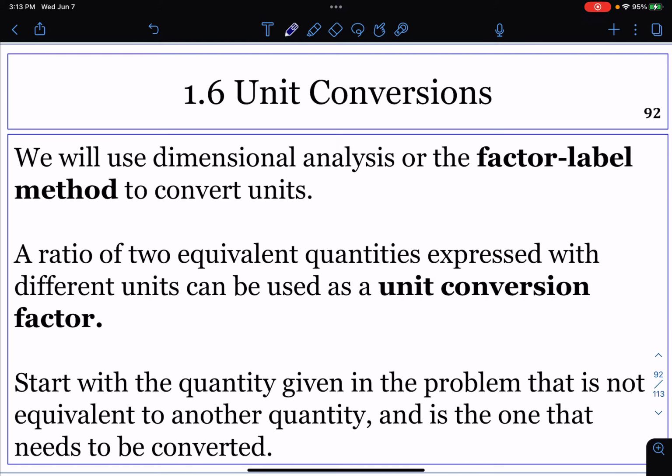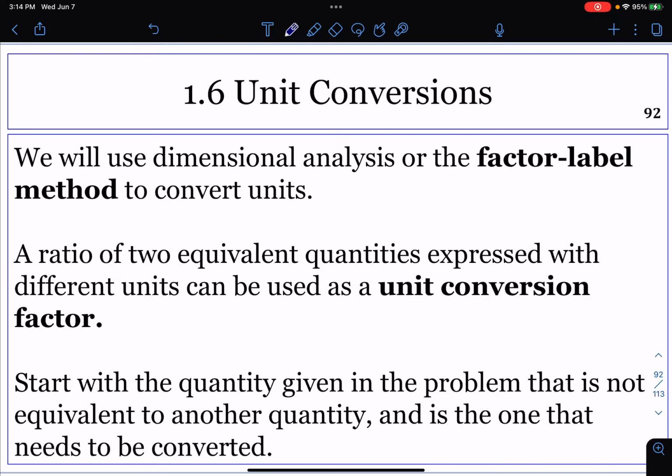In this video, we'll be doing lots of practice problems with unit conversions. I suggest you get out a piece of paper, your calculator, and keep your periodic table handy as well. We will use something called dimensional analysis, or the factor label method, to convert units. A unit conversion is a ratio of two quantities that are equal to each other, but have different units.